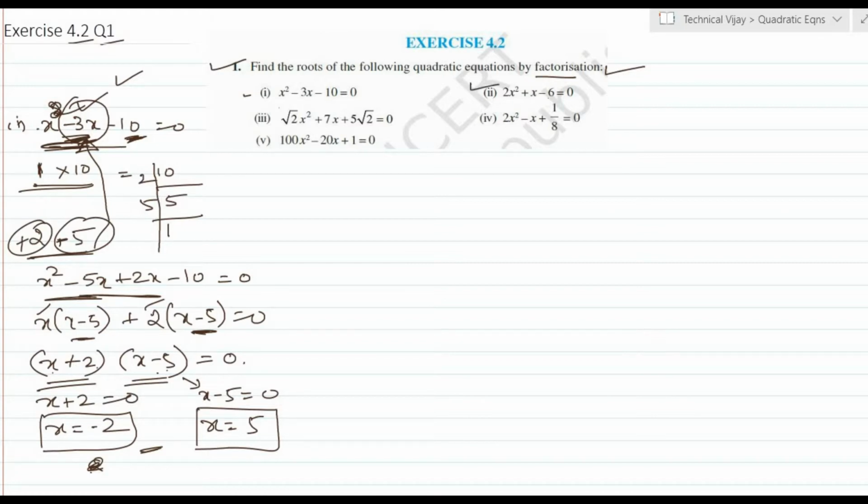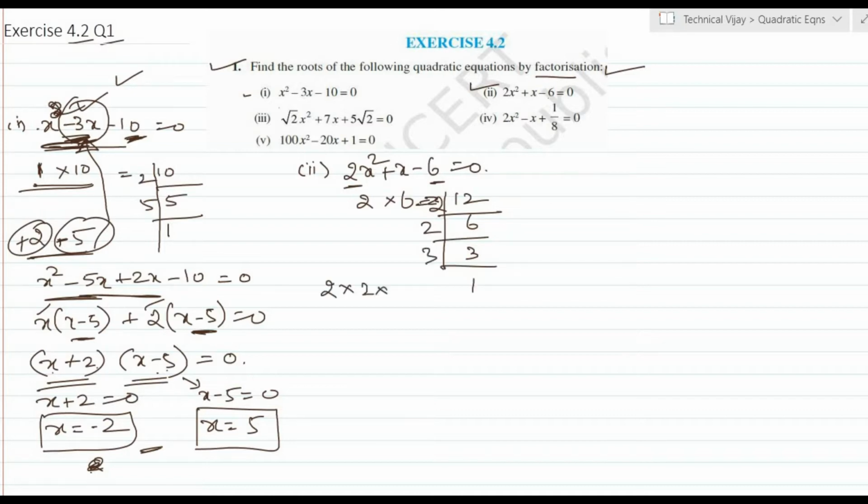We will go to the second question: 2x square plus x minus 6 is equal to 0. In the same way, you consider 2 and 6, and the product is 12. For this 12, we will find the factors first. 12 is 2 into 6, 2 into 3, and 3 into 1. So we are getting the factors as 2 into 2 into 3.